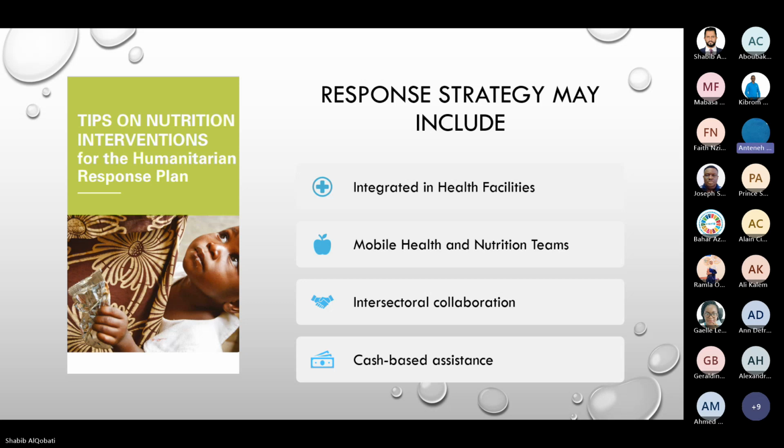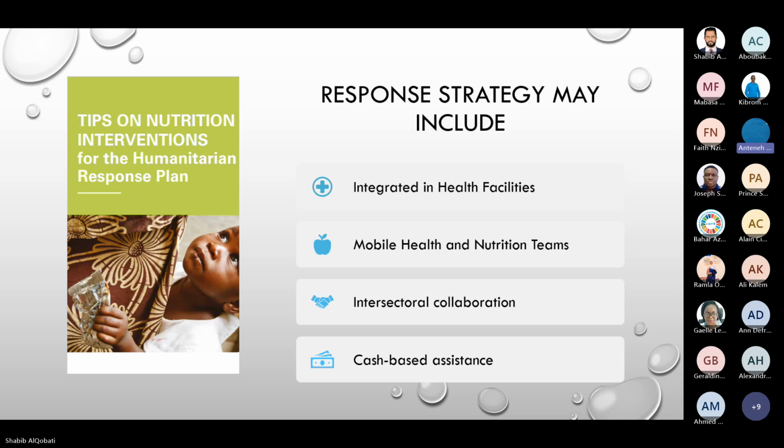One option could be you can integrate usually within the healthcare system. You could also have mobile health and nutrition teams depending on the need, depending on the context. You could also have intersectoral collaboration with other sectors. You can also explain in detail how that intersectoral collaboration works. And you may have also sometimes cash-based assistance aimed at reducing the risk of acute malnutrition.